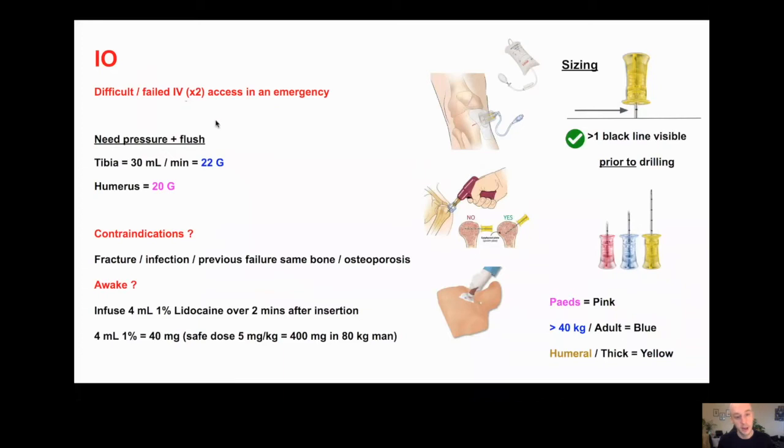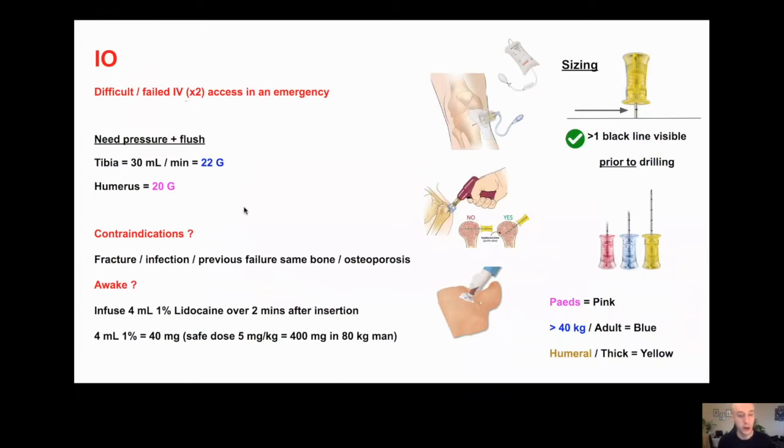An IO in your tibia is almost as good as a blue cannula, and in your humerus it's a bit faster. It's almost as good as a pink cannula, but it needs to go under pressure because it's harder to go through. If you've ever tried bolusing something through an IO, you'll know what I mean. So if you can hang a bag of fluids up in an arrest situation and all you've got is an IO, you need a pressure bag.